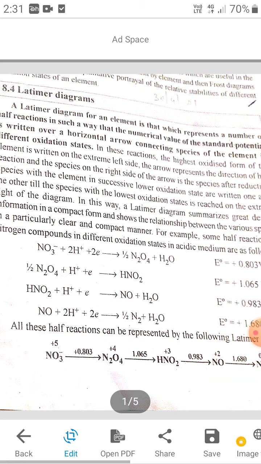For example, we have NO3 minus, which is reacting with hydrogen and adding 2 electrons, forming N2O4, HNO2, NO and N2 plus water. The half reactions have the potentials 0.803, 1.065, 0.983 and 1.680.